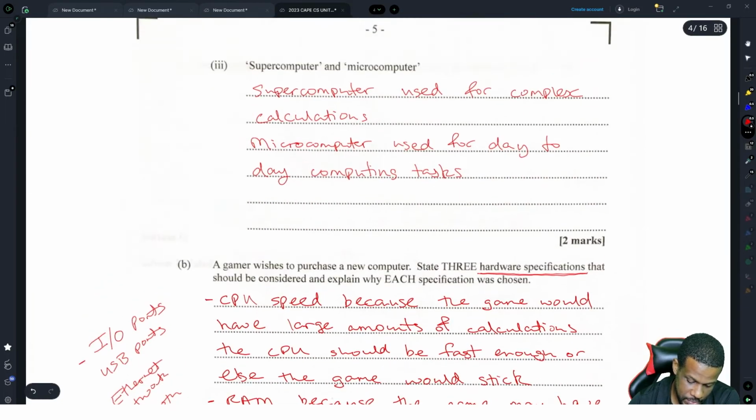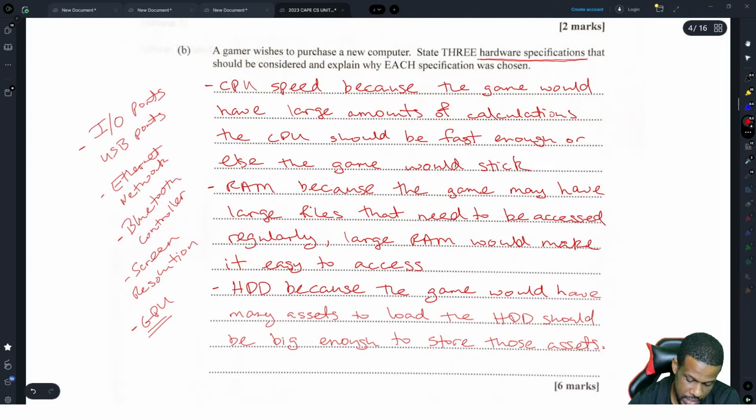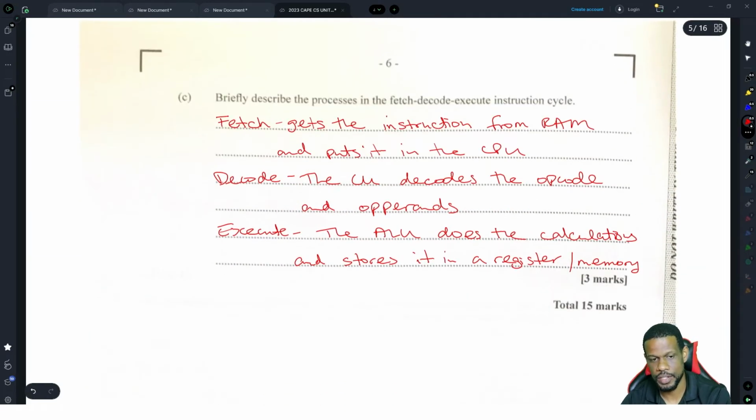The first 6 marks is a CSEC question. Part B is a CSEC question also, because hardware specifications inside CSEC. Only fetch, decode, execute, that's on the actual comp sci syllabus.